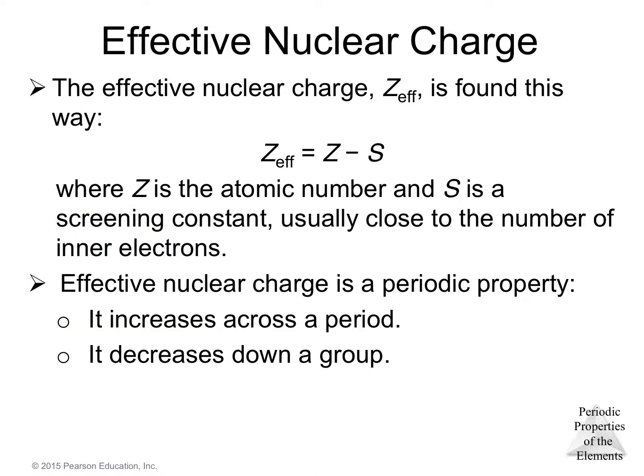Here is the formula for effective nuclear charge. We use the symbol ZEFF, so that's Z effective. You calculate that by saying Z minus S, where Z is the atomic number, and S is a screening constant. The value for S is usually close to the number of inside electrons. Effective nuclear charge changes in a predictable manner as you go across the periodic table. It increases as you go from left to right, and it decreases as you go down the periodic table.